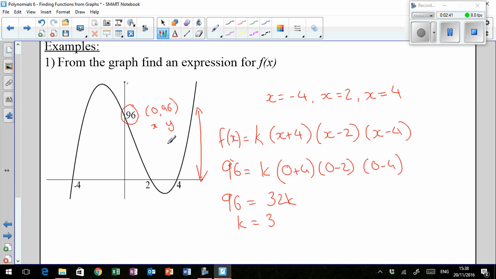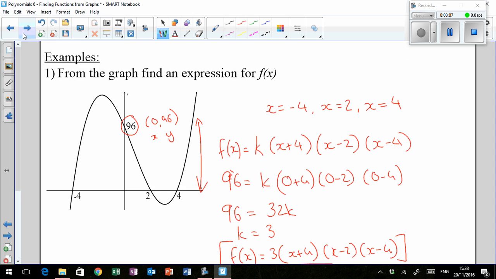So now I know that f of x is really equal to 3 times (x plus 4) times (x minus 2) times (x minus 4). Okay, that is the function that I've been given. That's what I have to write down at the end to show that I know. And it doesn't matter, it doesn't look like a big string of x cubes and x squareds. That is still the function.